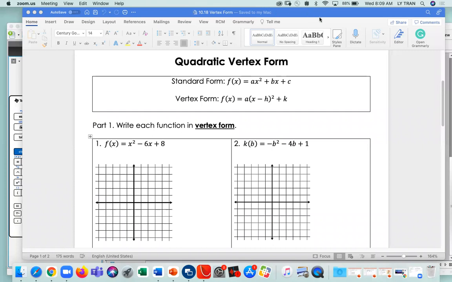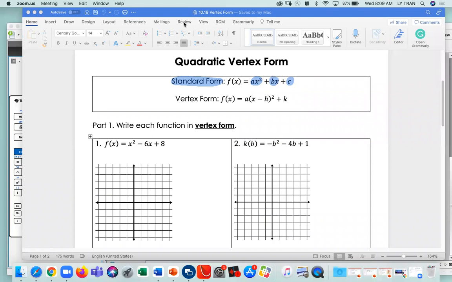So today we are going to do quadratic vertex form. But before that, let's take a look at standard form. Standard form is the form that we are so used to from factoring. We have ax squared plus bx plus c. It goes in an order: we start out with the power 2, then the x's with just the power 1, and then the one with no power, no x's at all. So this is ax squared plus bx plus c.